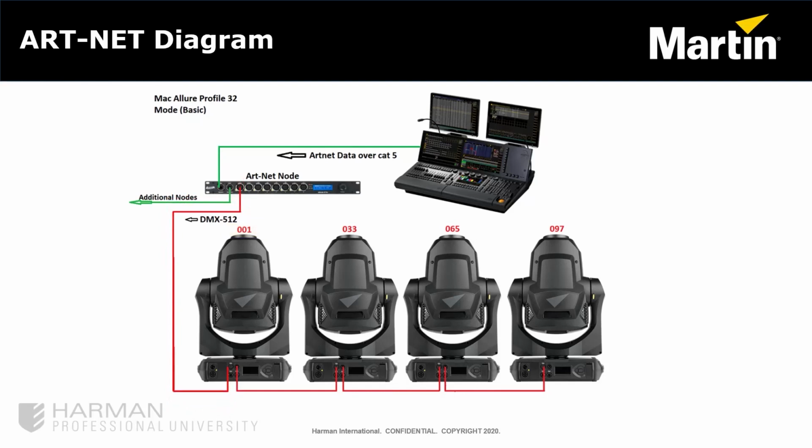Additional nodes, or even an Ethernet switch, can be connected through the secondary RJ45 jack on the initial node, where the ArtNet data is then sent to the fixtures. Some Martin fixtures have an Ethernet port that can accommodate direct connection of a node and accept ArtNet data directly.